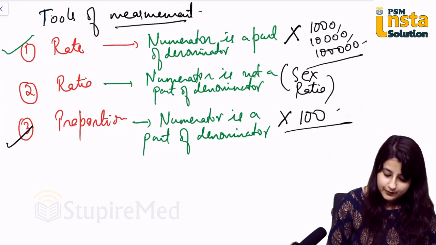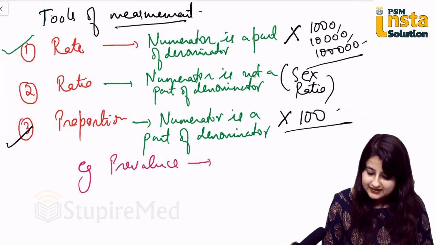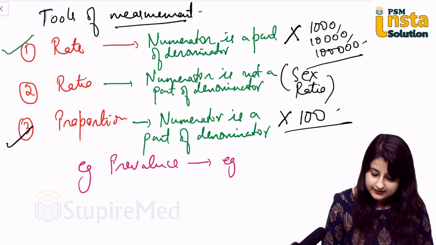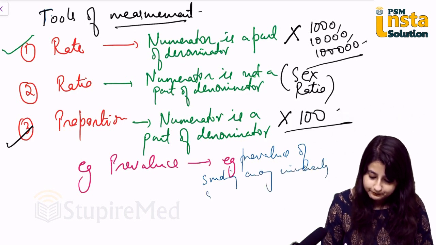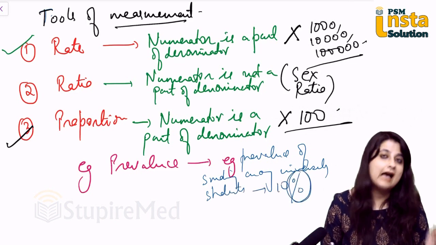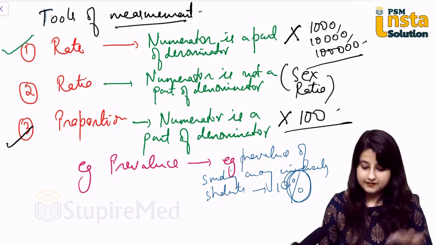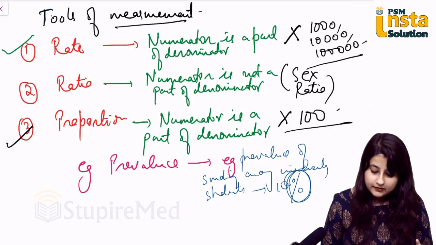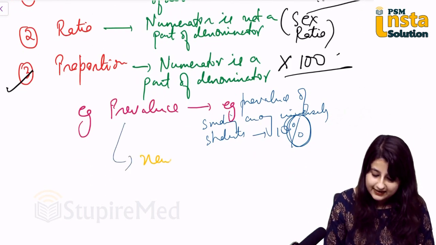Now look at an example of prevalence. How do you say prevalence? Suppose I put an example: the prevalence of smoking among university students is, say, 10%. When I use this word percent, am I not using a multiplier of 100? Is it correct or not? Yes. All right. So what is prevalence? Prevalence is the number of new and old cases.